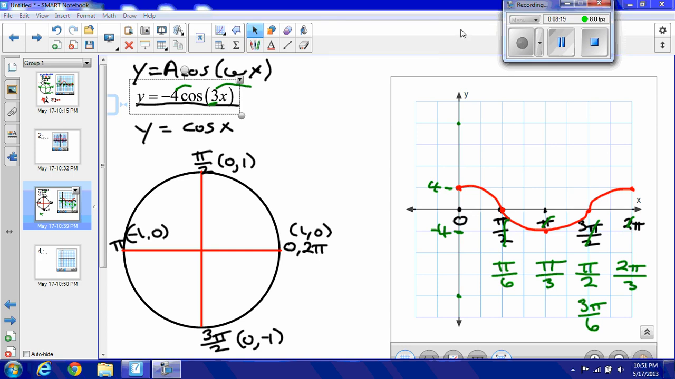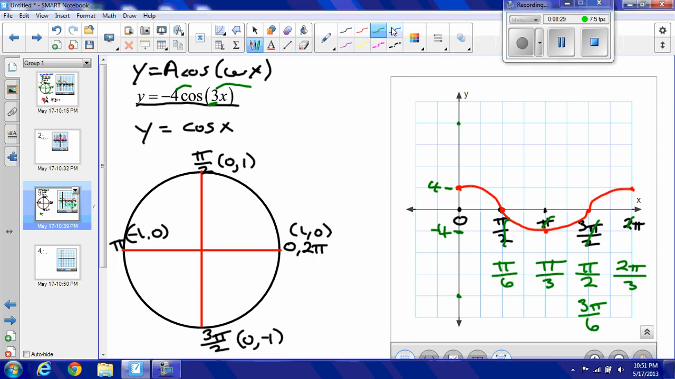Oh, but wait, I didn't finish. I made a mistake. Because there is, in fact, a negative sign here. And the negative sign, just like when we're doing our other transformations that we used to do, means that all of my y values get flipped over the x-axis. So instead of this point being at 4, that point's going to be at -4.